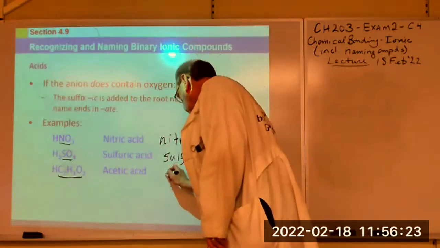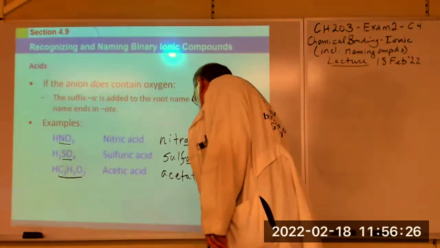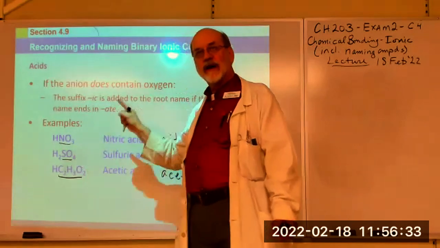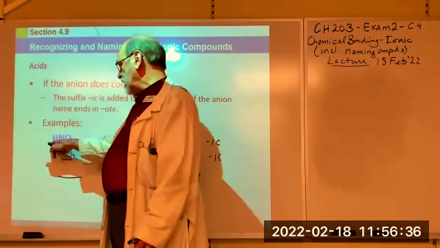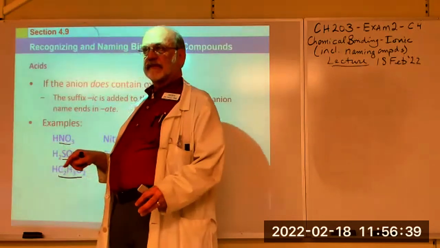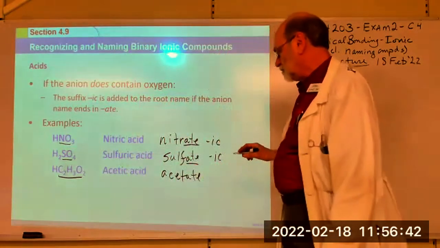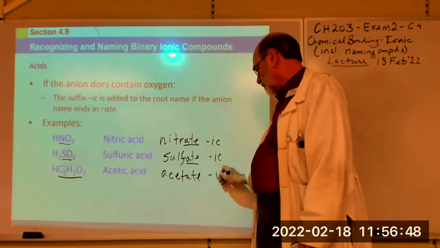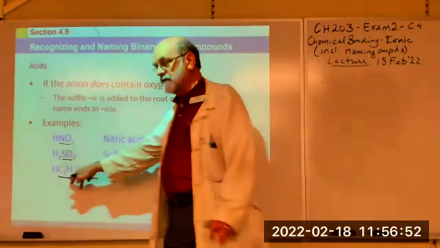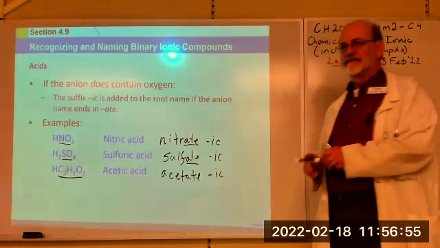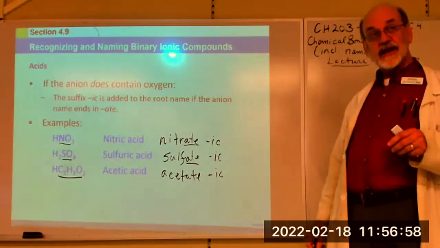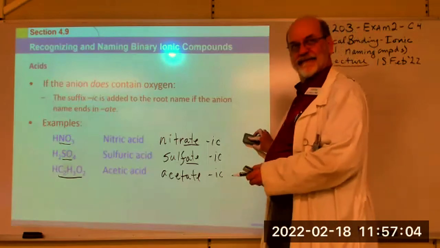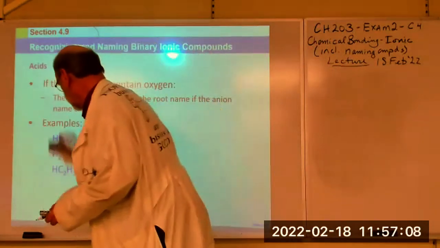And then acetic is formed from acetate. So if you look in that table, you'll find the acetate ion is C2H3O2 with a minus one charge. And in all these acids, the hydrogens have a plus one charge. That's given. So acetate becomes acetic. Drop the -ate, add -ic. So acetic acid is this one. Everybody knows acetic acid, maybe you don't realize it. 5% acetic acid is vinegar.